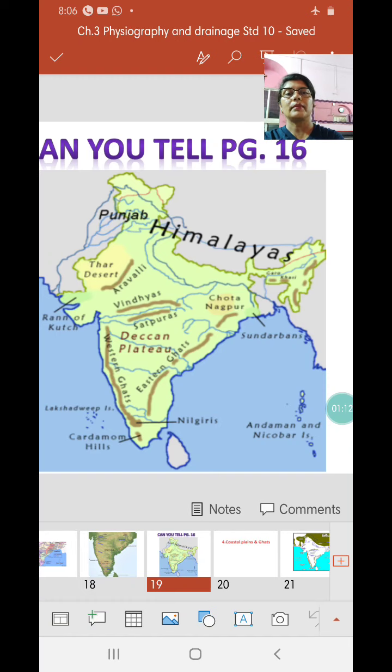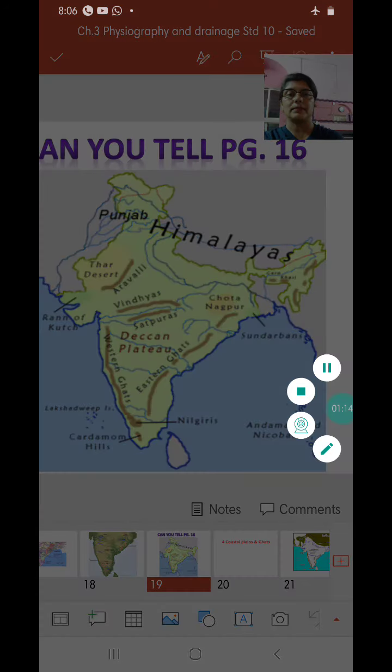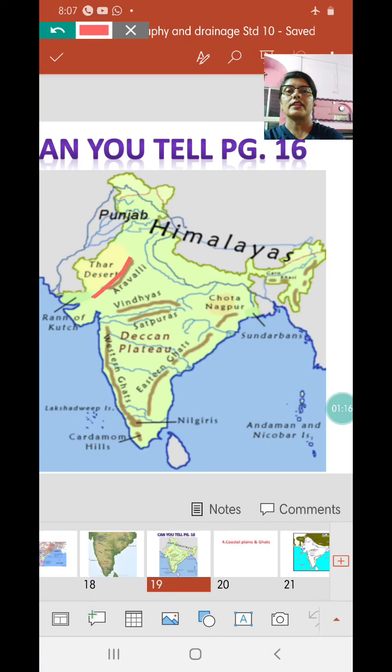Now, talking about the boundaries of this plateau, to the northwest you have Aravallis, and to the northeast you have the Chota Nagpur Plateau. To the east you have the broken ranges of the Eastern Ghats, followed by the eastern coastal plain. To the west you have the Western Ghats, also called Sahyadris, followed by the western coastal plain.